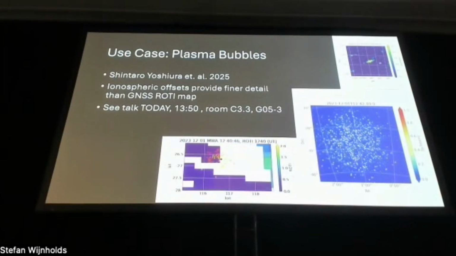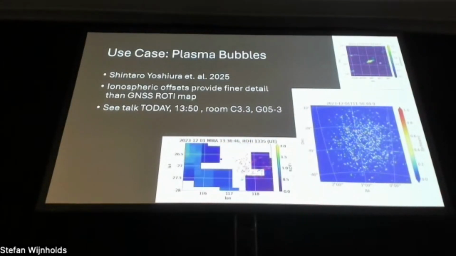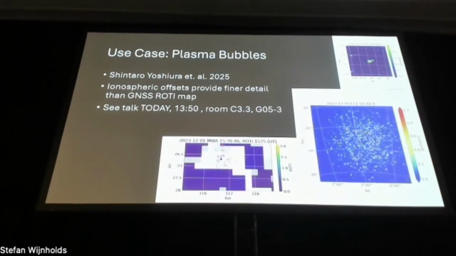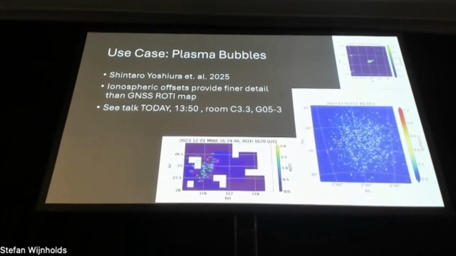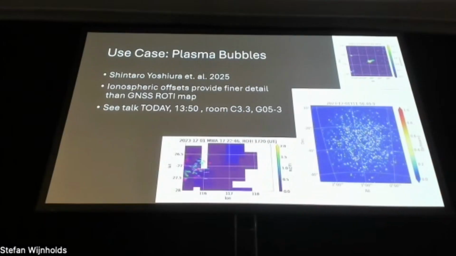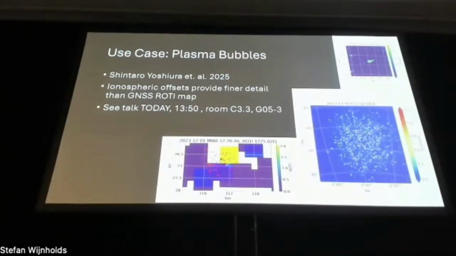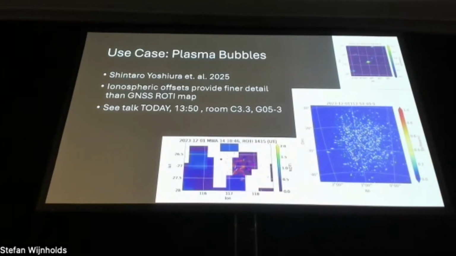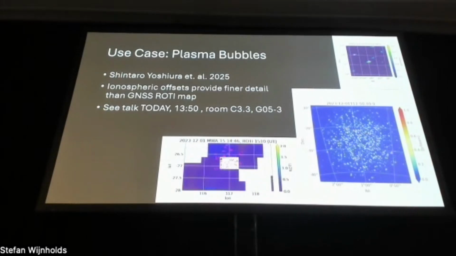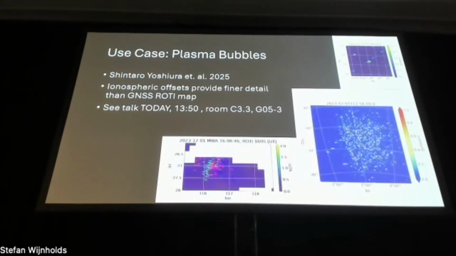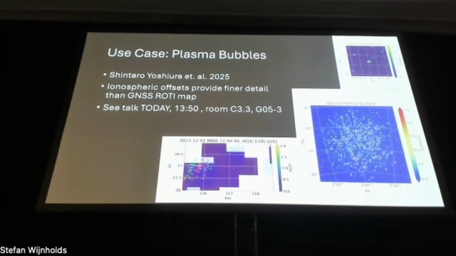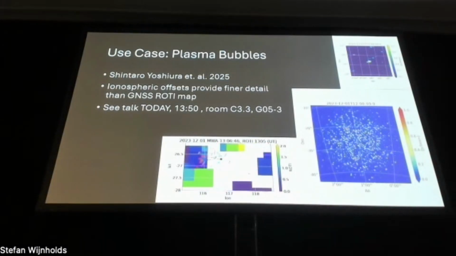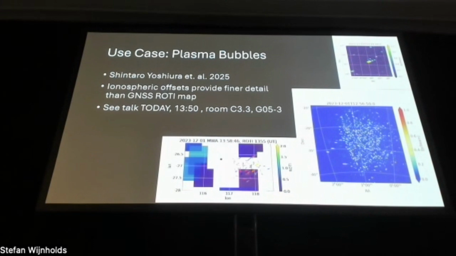Another really good use case that I won't get into in detail, but please check out Shintaro Yoshira's talk today at 1:50. This is a really good detailed case study of a particular traveling ionospheric disturbance. And what they were able to do was use the Hyperdrive ionospheric offsets. These give you a lot more detail to observe ionospheric phenomena compared to the Roti maps that you would typically use. So this is the GIF on the left. The offsets give you a really, really fine, detailed view of the ionosphere compared to typical methods.